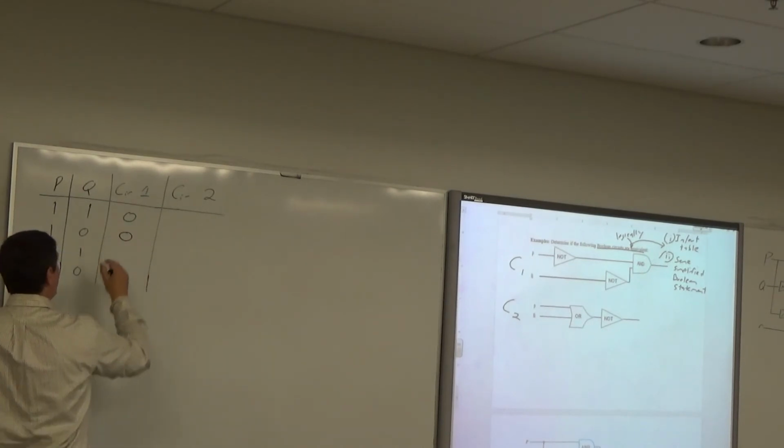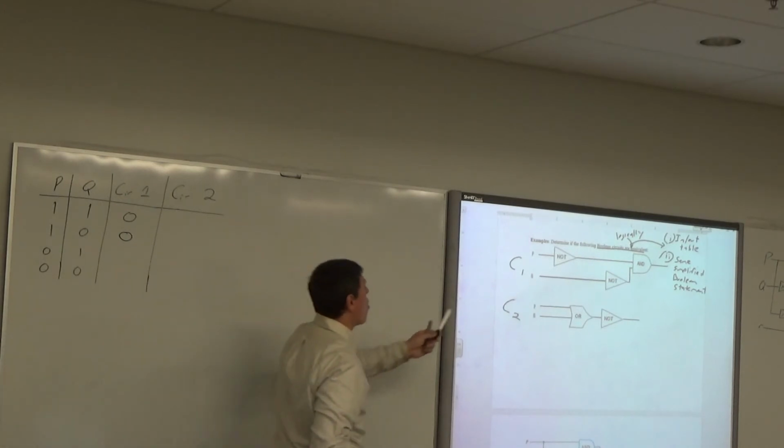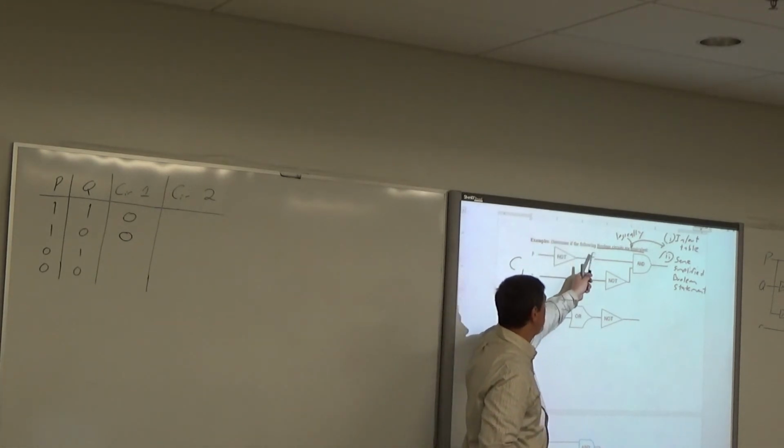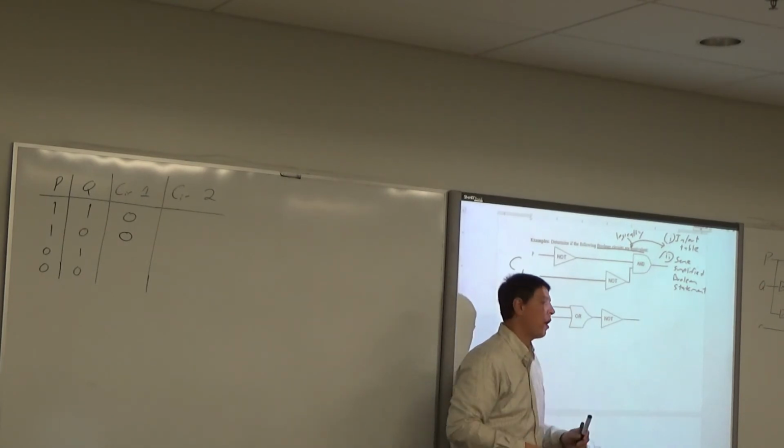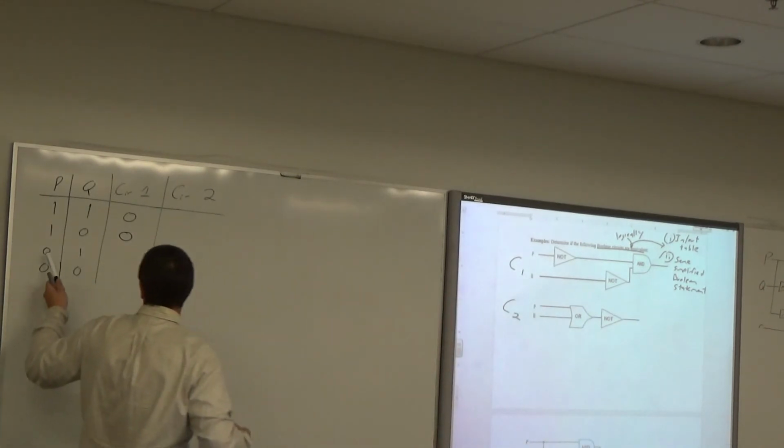It's a 0 as well, right? Because think about it. If I throw a 1 through the NOT gate, it becomes a 0. And anytime you have a 0 with an AND, you're done. Okay? Does the same thing happen with 0, 1?